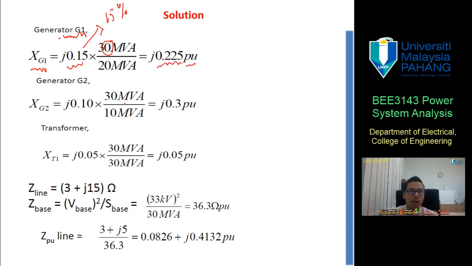This is per unit. The same case, just the value is different. So for G2 we replace the 10% here, and the base given for G2 is 10, then you get this value. For the transformer, the same concept: 5% is given, but the MVA is the same as the base MVA for the question, so 30 over 30 becomes 1 and we get j0.05.